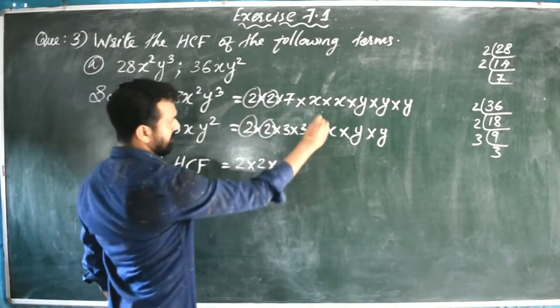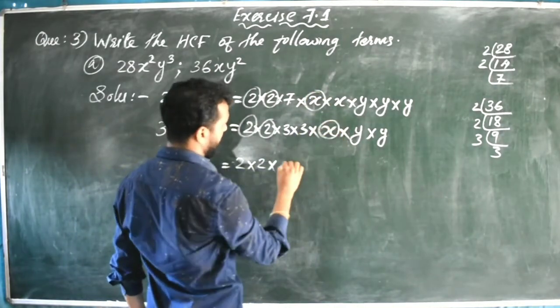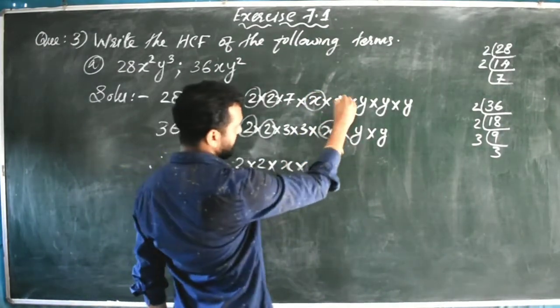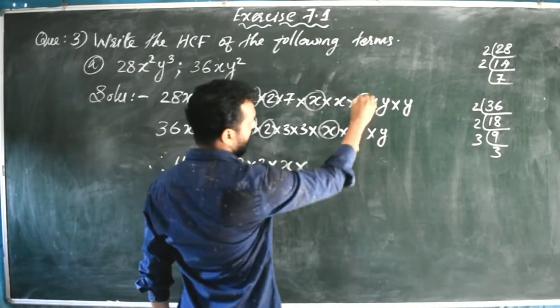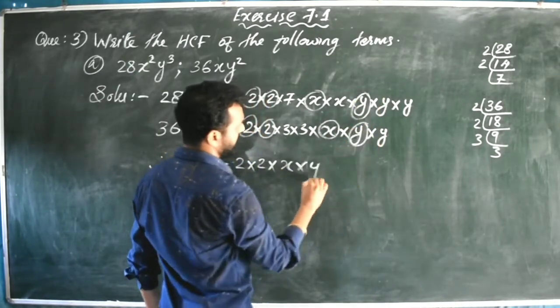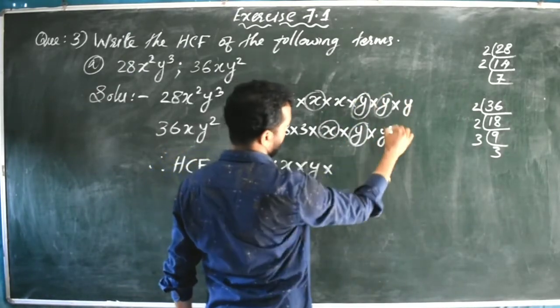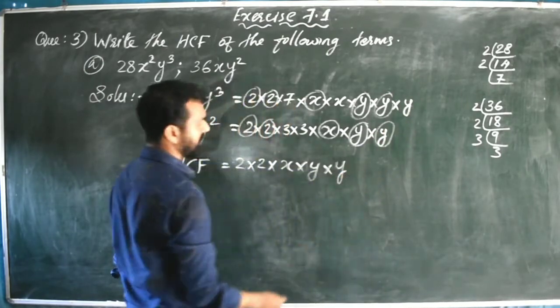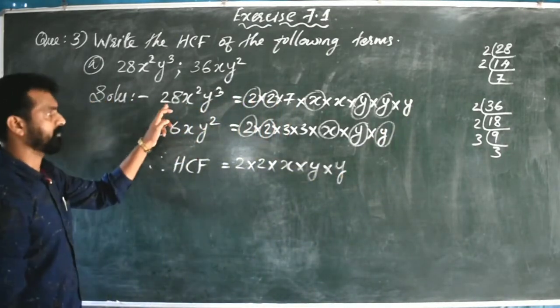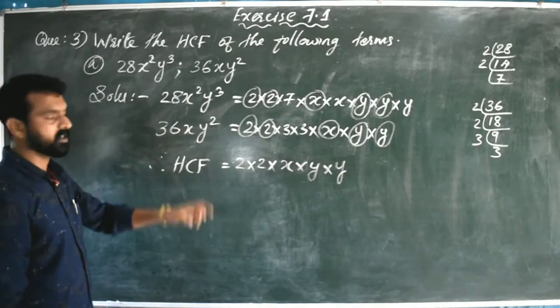Next one. Then this x we can take, 1x into. Again, x is here, but it is not in the second term. Now, y we can take, y into. Again, from here also we will take out 1. Now multiply it, that is the HCF of 28x square y cube and 36xy square.